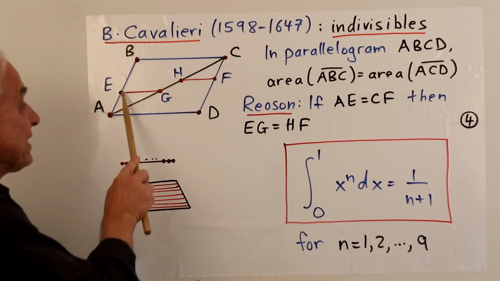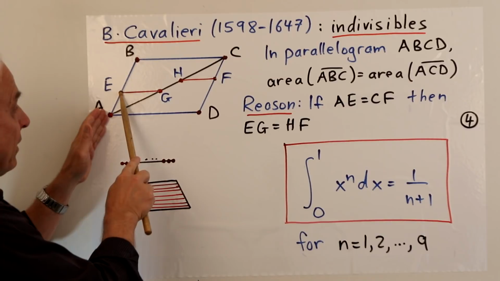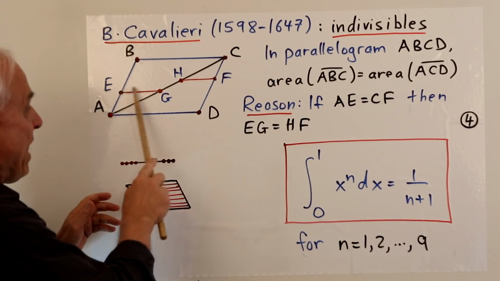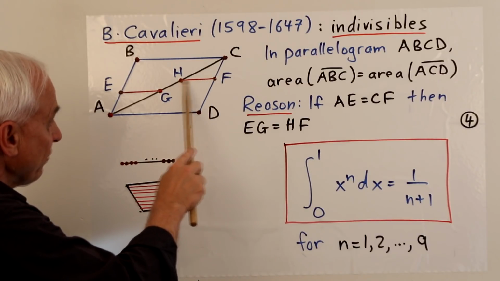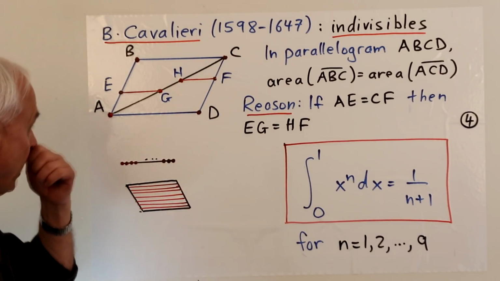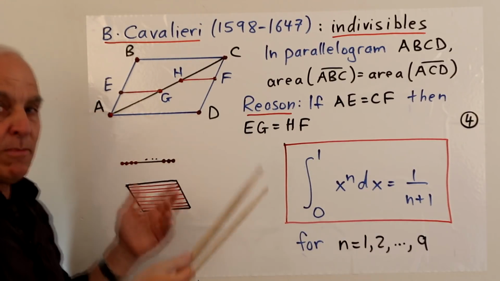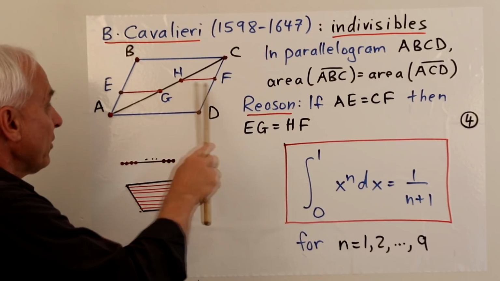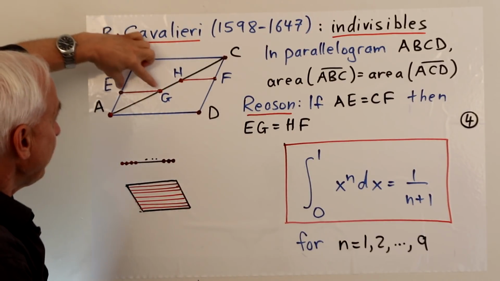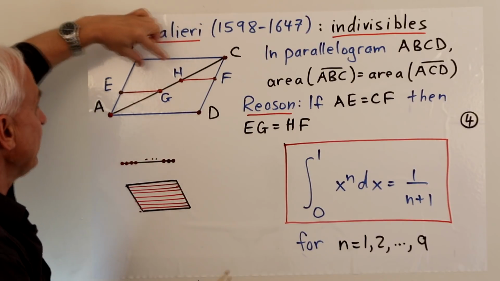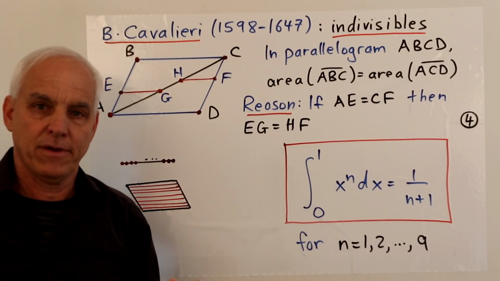Now suppose you look at this little horizontal strip that goes across the top triangle from E to, say, G. It's parallel to the base and the top, and correspondingly this little strip here. Then he says, we have a parallelogram here, we have similar triangles. This triangle is similar to this one, and these sides are equal. So then these two sides are equal. We deduce that the side EG equals the side HF.